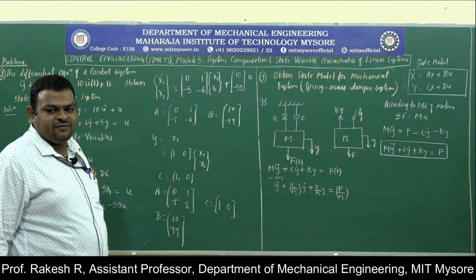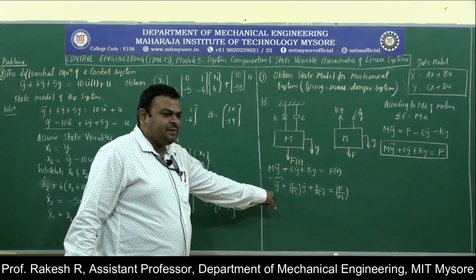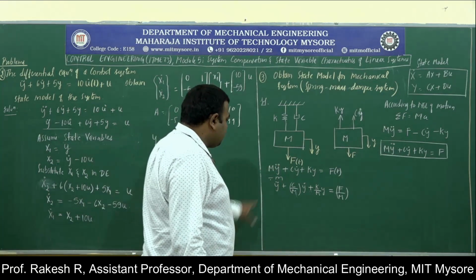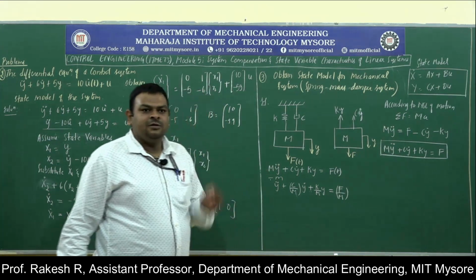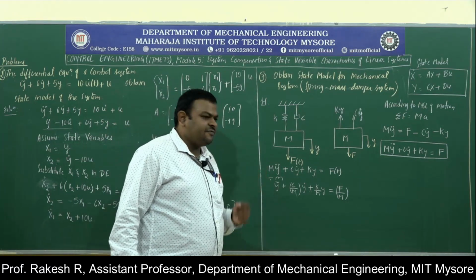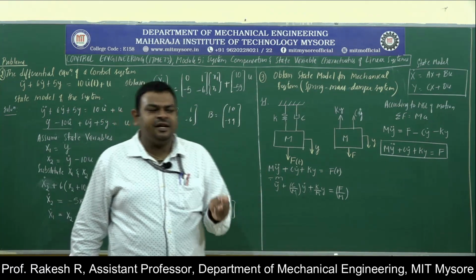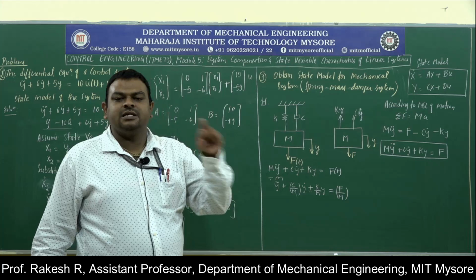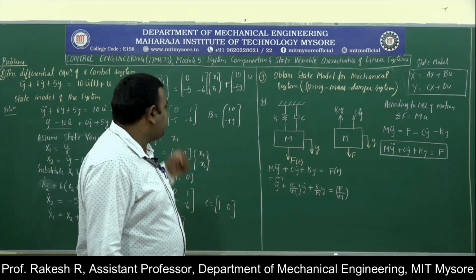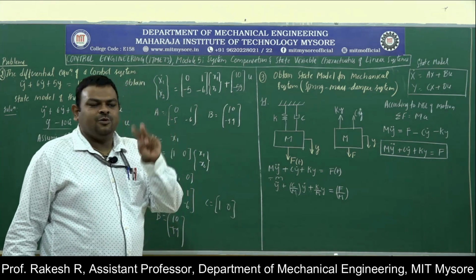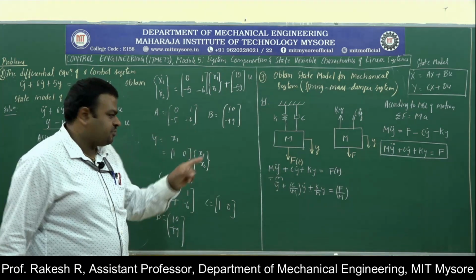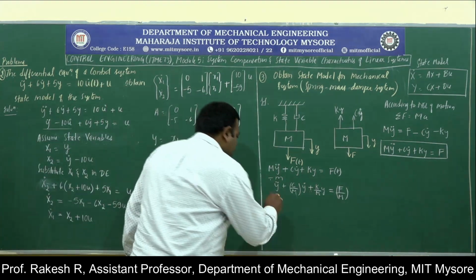Now it is a differential equation in terms of y double dot. Assume the state variables. How many state variables to assume? That depends upon the order of the differential equation. In the first problem, the order was 3, so you are assuming 3 state variables, x1, x2 and x3. Second problem, y double dot, so only 2 state variables, x1 and x2. Here how much? Again 2.